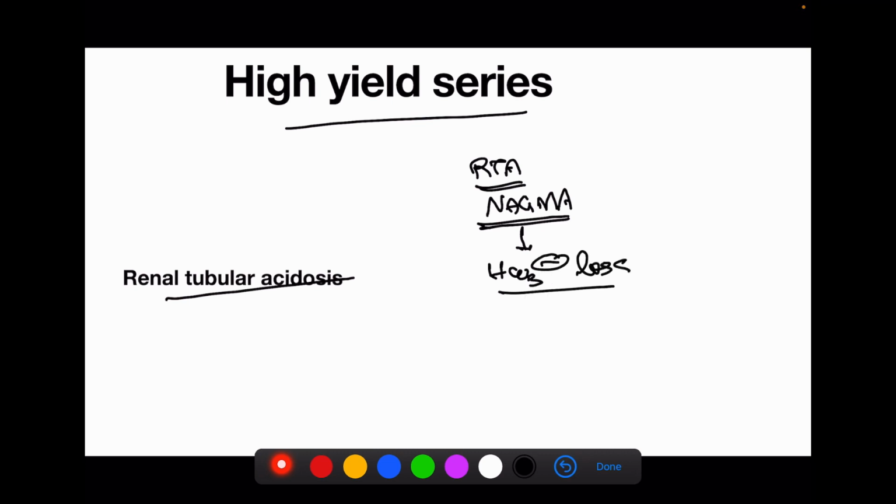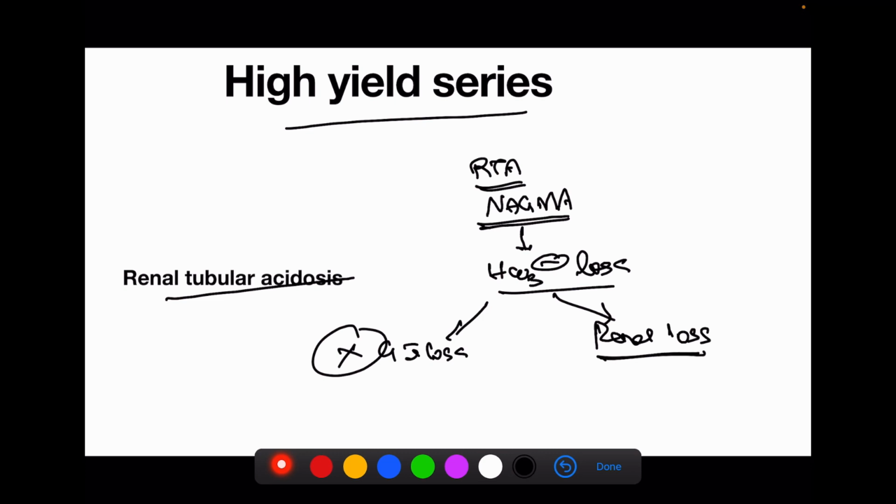Okay. And bicarbonate loss occurs in two ways. One is through GI loss, the other one is through renal loss. So we are not going to talk about GI loss now. The renal loss, we are going to talk about the renal loss. The main mode by which bicarbonate is lost through the kidney is RTA, renal tubular acidosis. So let's go straight into the topic.